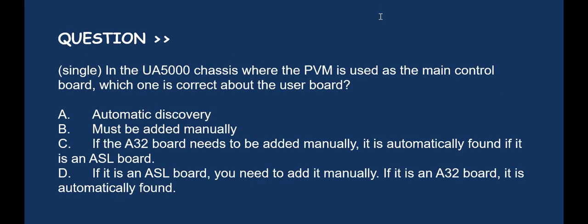The next question is, in the UA5000 chassis where the PVM is used as the main control board, which one is correct about the user board? Option A, automatic discovery. Option B, must be added manually. Option C, if an A32 board needs to be added manually, it is automatically found if it is an ASL board. Option D, if it is an ASL board, you need to add it manually. If it is an A32 board, it is automatically found. The correct answer is option B.